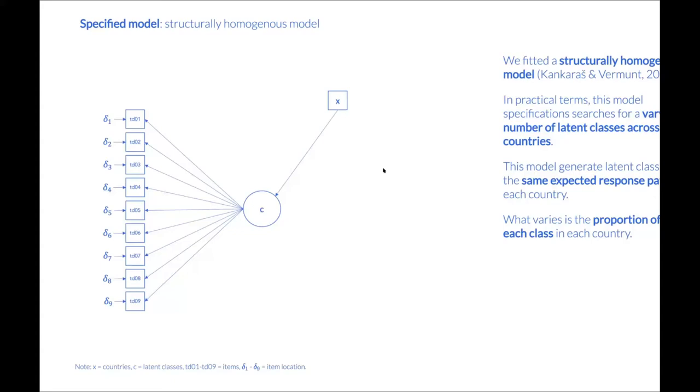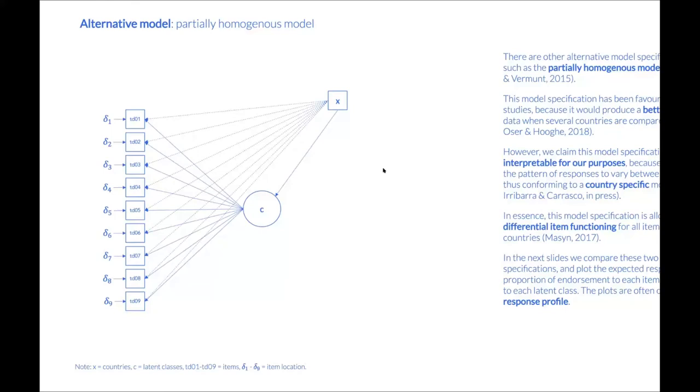There is a second approach to model responses between countries, and it's what is called the partially homogeneous model. In this one, you allow the country not only to have an effect on the rate of the latent class, but also an effect on each of the indicators. What we argue with one of my colleagues, Torres Irribarra, is that this approach, instead of being called the partially homogeneous model, should be called the country-specific model, because what it's going to give you is a model that is really specific to the country.